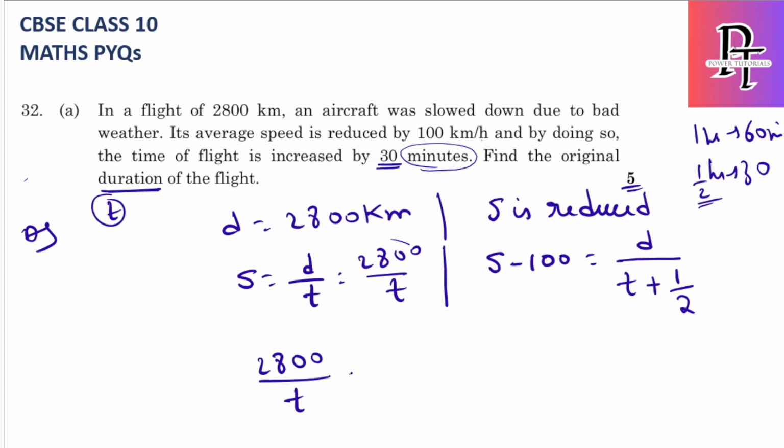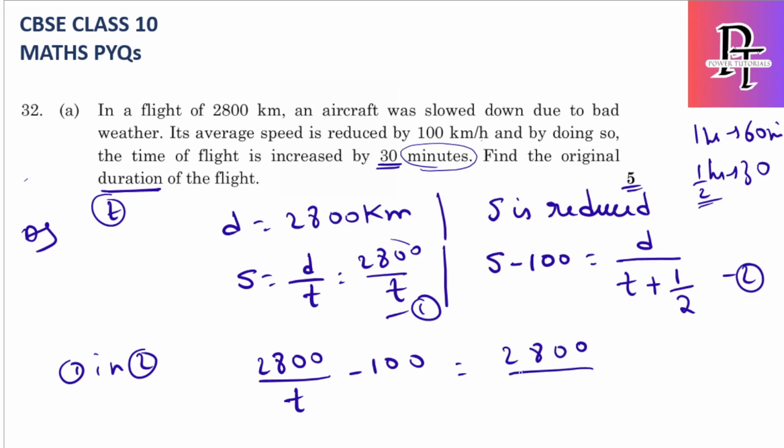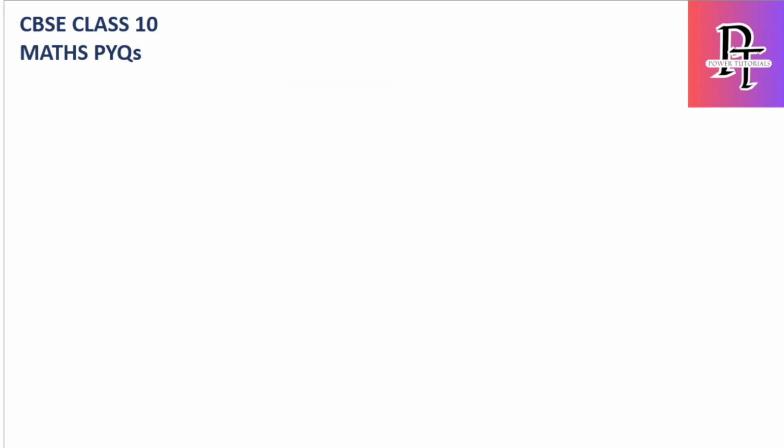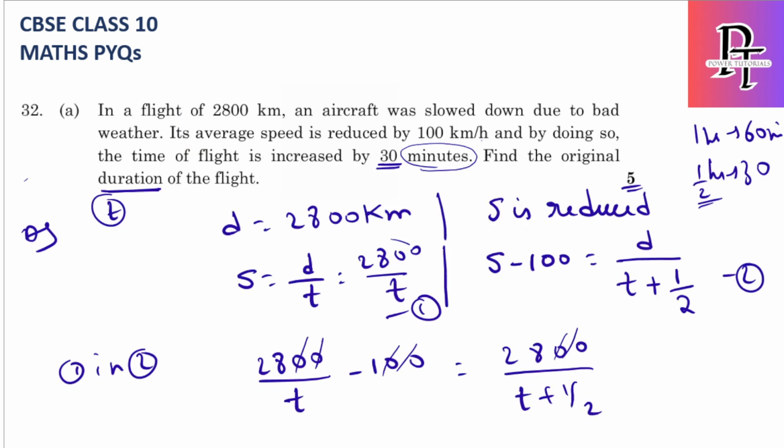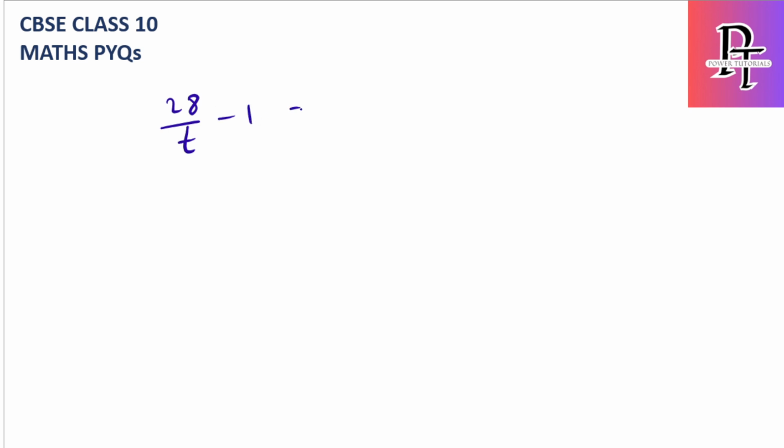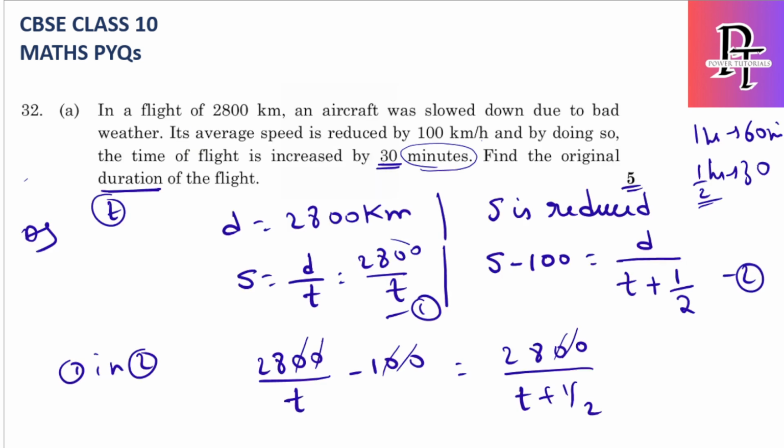2800 by t minus 100, so this is 1, this is 2. I'm substituting 1 in 2. So 2800 by t minus 100 is equal to d, which is already known, 2800 by t plus 1 by 2. If you notice, we have 0 0 in both the cases. I will cancel to make it a little simpler. Now it is 28 by t minus 1 is equal to 28 by t plus 1 by 2.